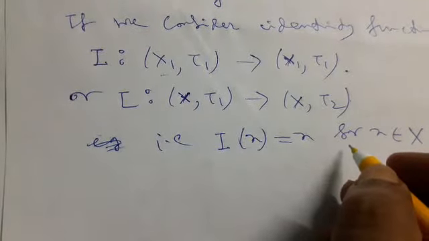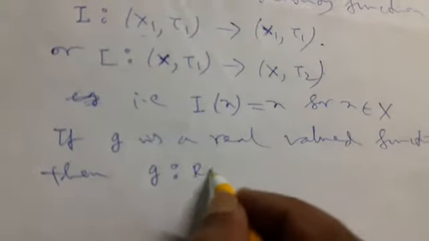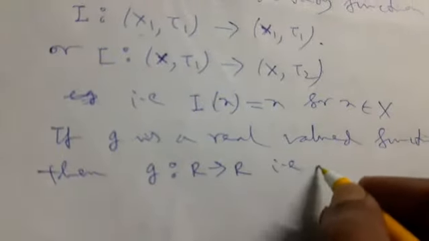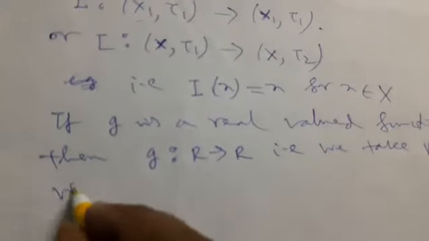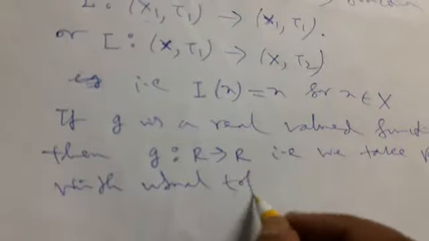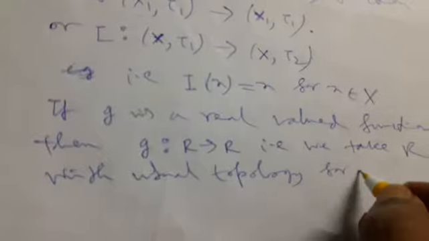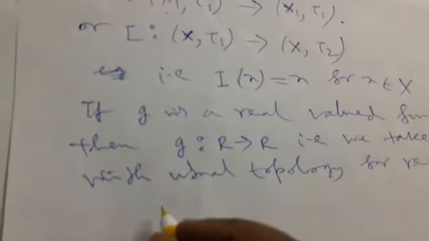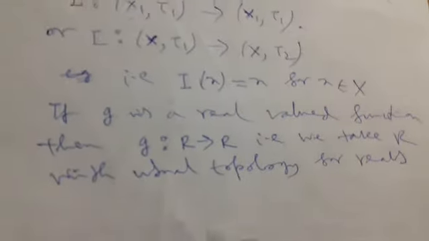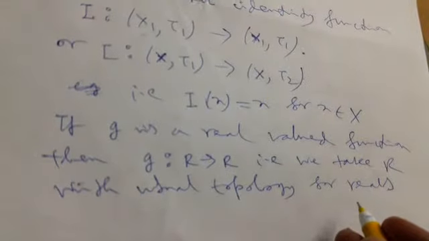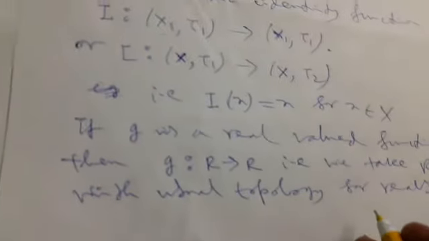In the case of real-valued functions, if g is a real-valued function, then g from R to R, where R is the real number system with the usual topology for the reals. We always remember that open intervals form a base, from the definition of f being continuous at a point x0 of R.